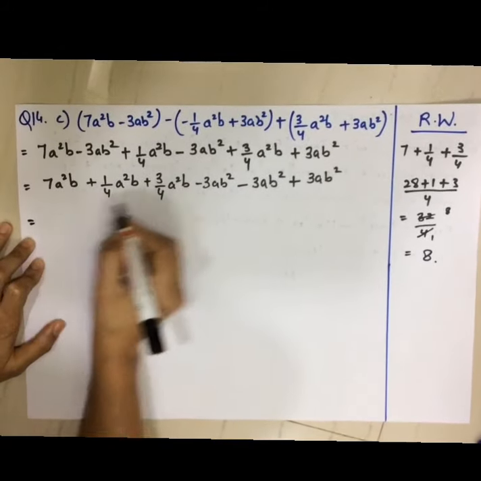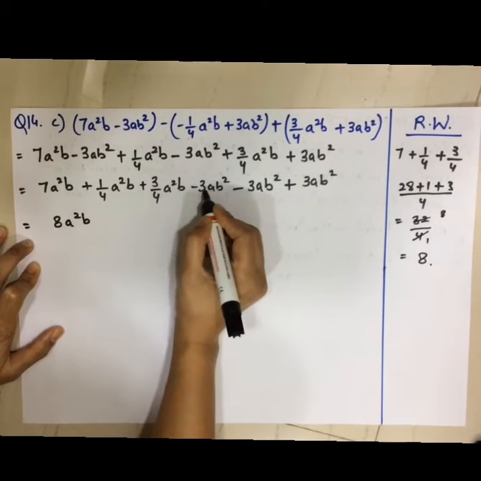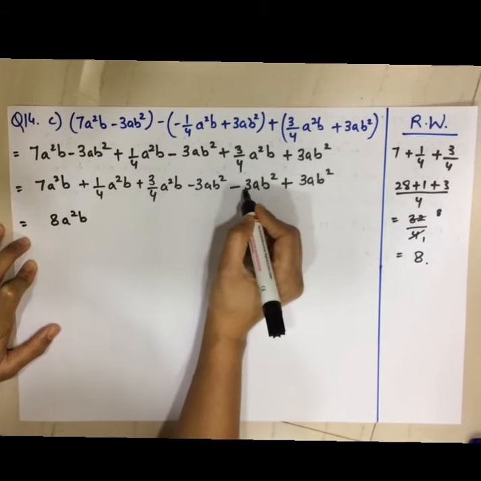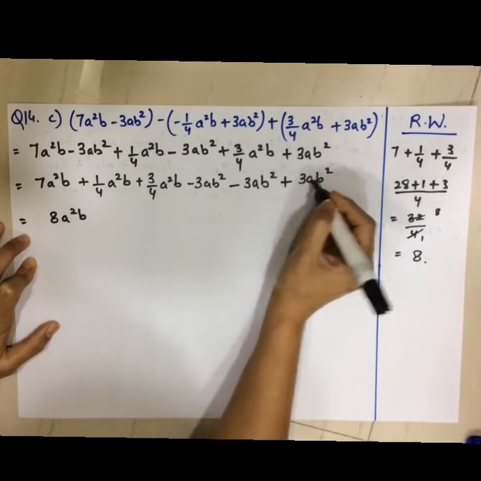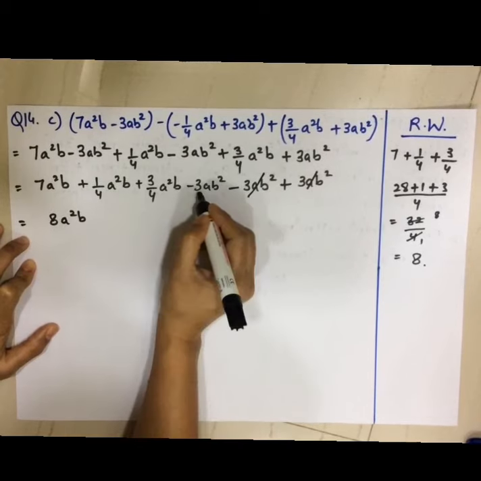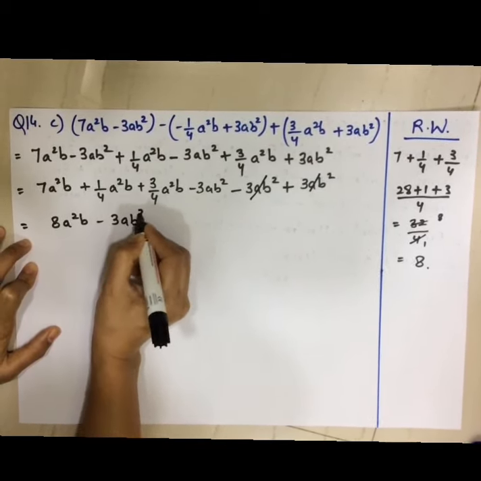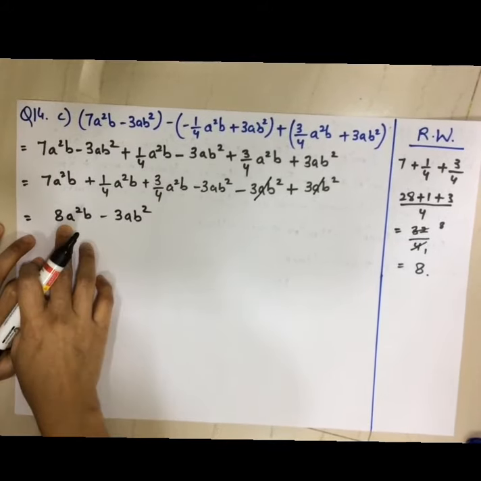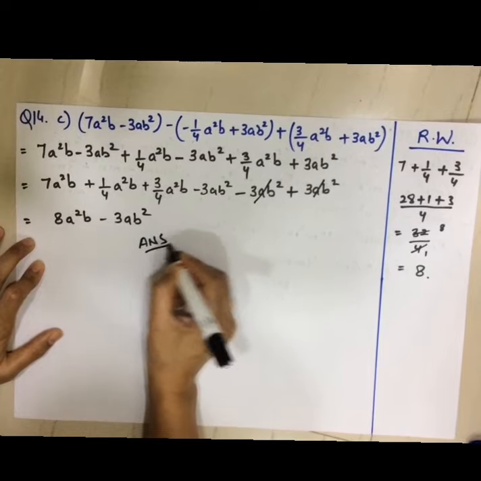So we can directly write 8a square b, and minus and minus gives us a plus, but we write it as minus, or you can directly do it like plus 3ab square and minus 3ab square. So you can just cancel it. So we are left with minus 3ab square here. So our final answer is 8a square b minus 3ab square.